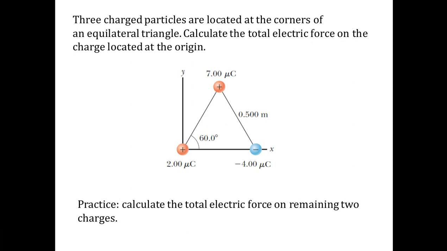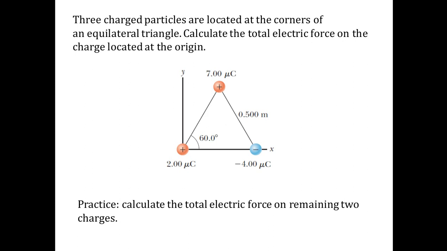This is a situation where we only have electric forces in the problem, right? We're not dealing with gravity or tension or anything like that. So we've got three charged particles, and they're all situated at corners of an equilateral triangle. Equilateral triangle means all three sides are equal, so all three of these lengths are 0.5 meters. An equilateral triangle is also equiangular, so this is 60, this is 60, that's 60 degrees. That'll come in handy for later problems.